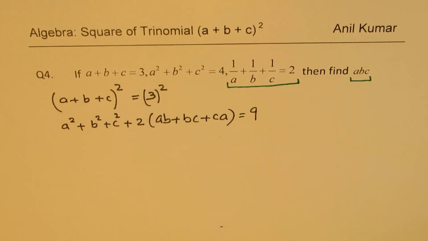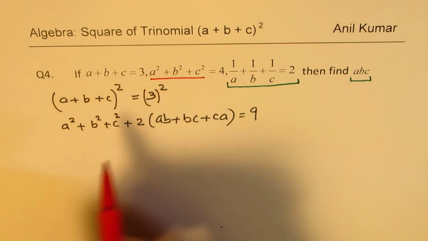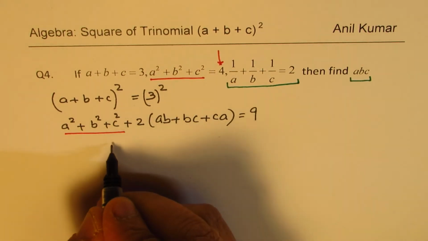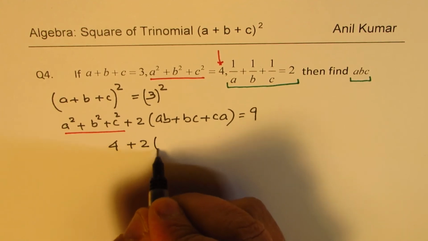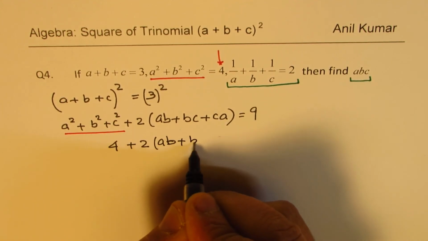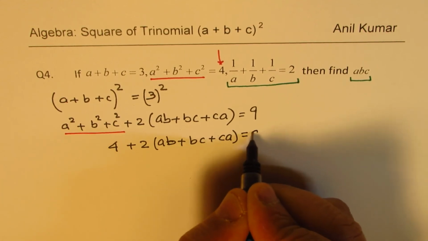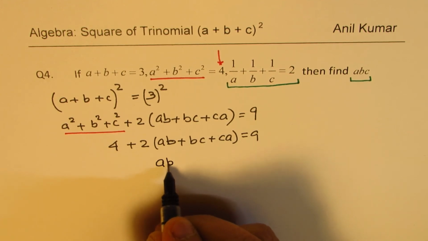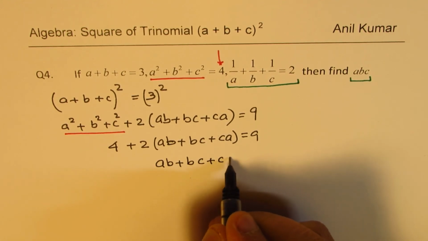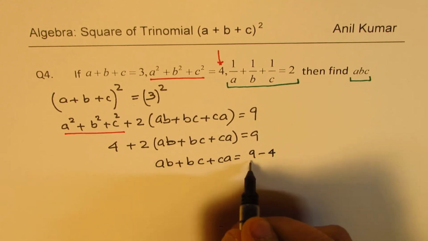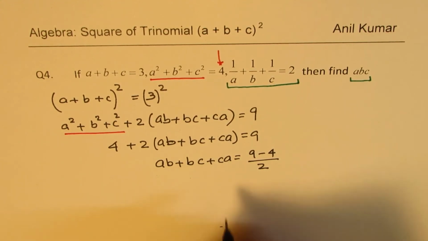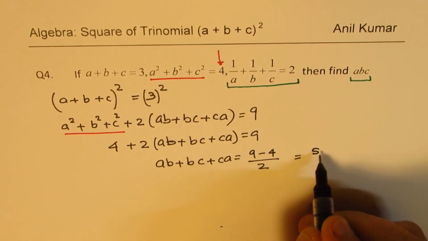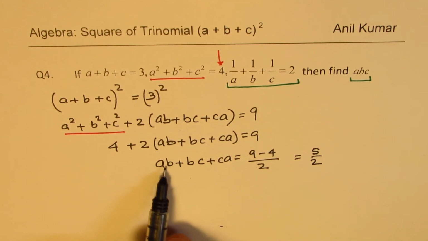We are also given what a square plus b square plus c square is. So this value is just 4. So we'll substitute 4 here. So we get 4 plus 2 times ab plus bc plus ca equals 9. Let's rearrange and find the value of ab plus bc plus ca. So that gives you ab plus bc plus ca equals 9 minus 4, and then divide by 2. So that gives you a value which is equal to 5 over 2. So we get this value.